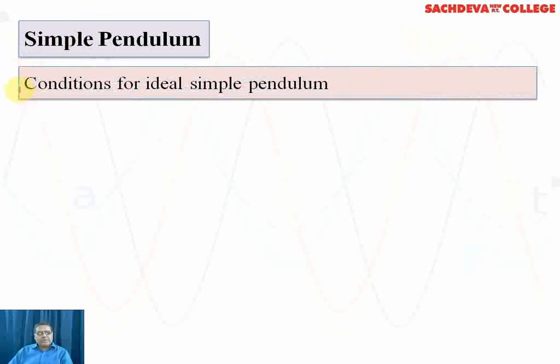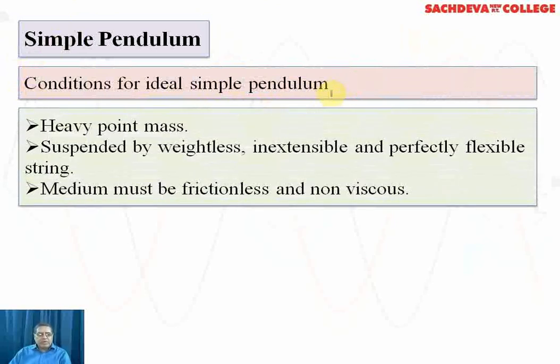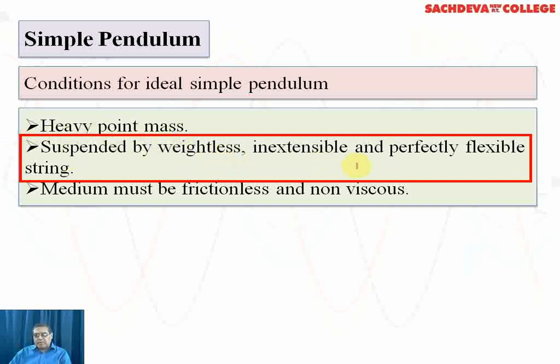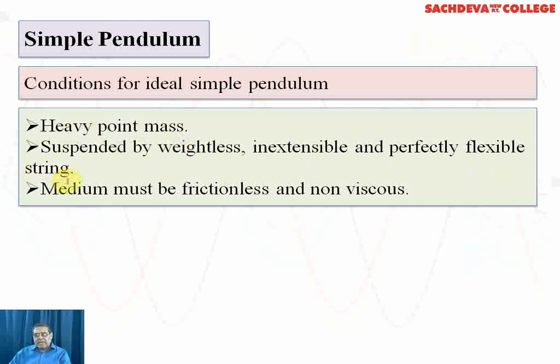First of all, our discussion is regarding the conditions for an ideal simple pendulum. What is an ideal simple pendulum? There are certain points to remember. The bob must be a heavy point mass. It should be suspended by a weightless, inextensible, and perfectly flexible string. As I explained earlier, one end of the string is connected to a rigid point and the other end to the pendulum bob. We assume the string is weightless, though in practice it is not, and it should be inextensible and perfectly flexible.